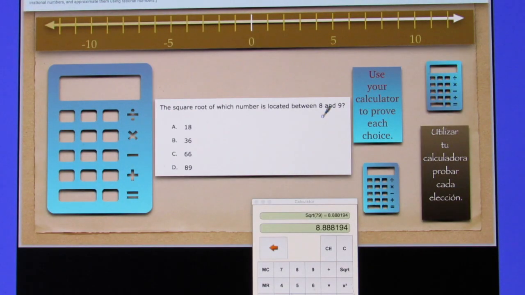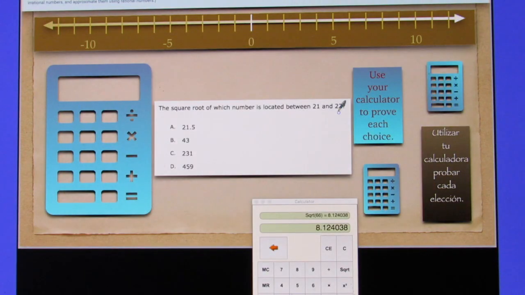The square root of which number is located between 8 and 9? Same thing. I'll just find out what the square root of each of these numbers is. 18, square root is 4.2. That's not between 8 and 9. Square root of 36 is 6. The square root of 66 is 8.12. There it is. That's between 8 and 9. I found the right answer. Just simply using this magic tool, which we're always provided for on questions where it's required. They're not going to deny you a calculator on questions like this.